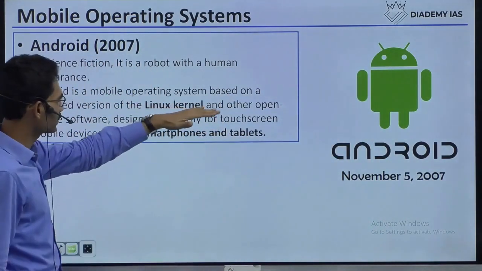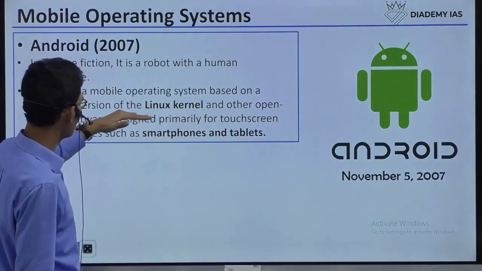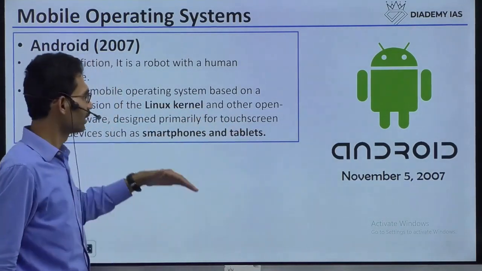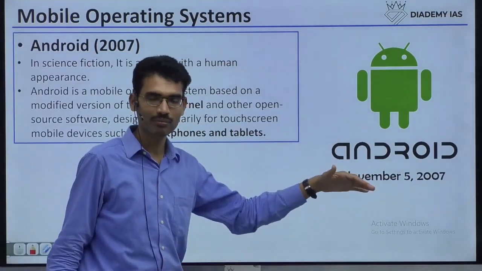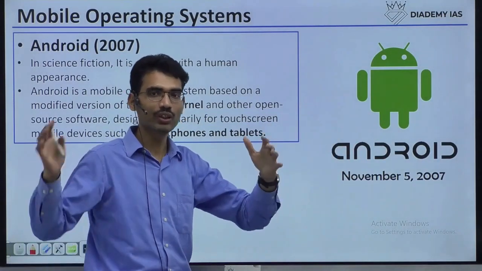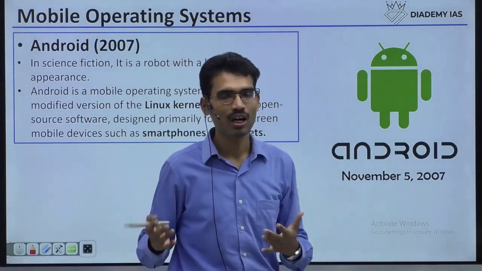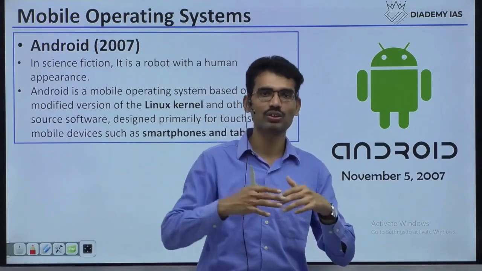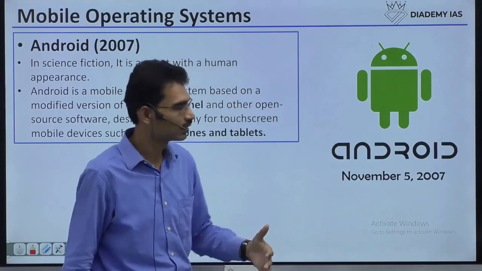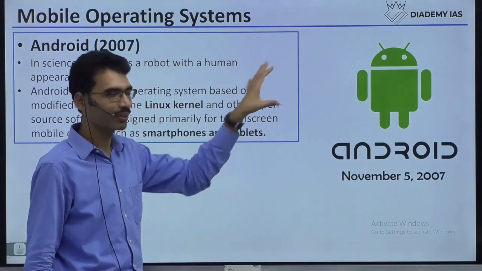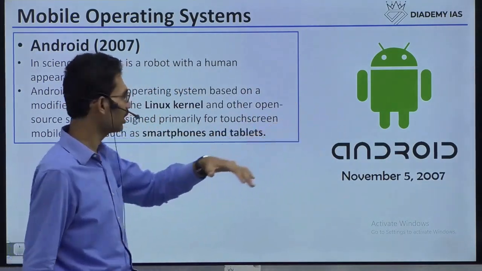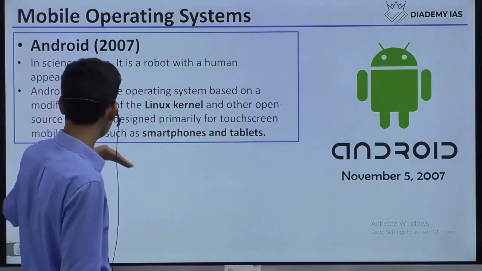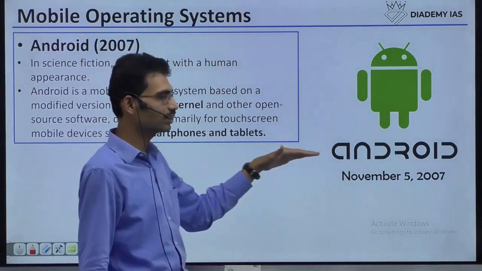Android is a mobile operating system based on a modified version of the Linux kernel. Now you see how Linux is transforming. In the 1990s, Linux came. On top of Linux, like Unix, which came in 1969. On top of Unix, people started building Macintosh, Windows. They have taken the inspiration from Unix. Later, Linux came. On top of Linux, more and more applications are coming. Android is other open source software designed primarily for touch screen mobile devices such as smartphones and tablets.